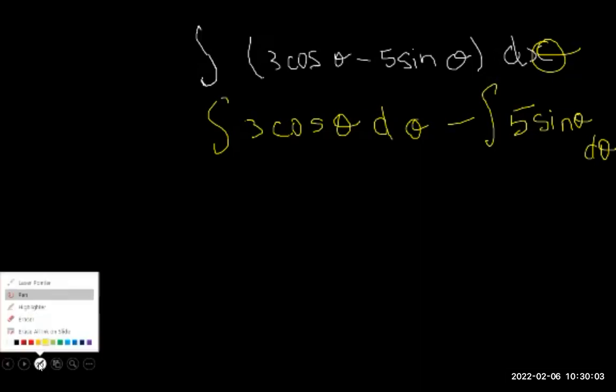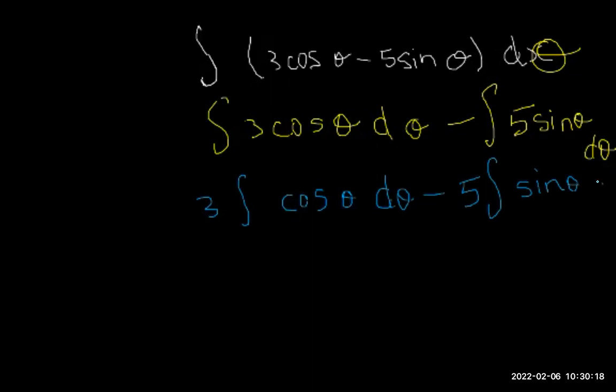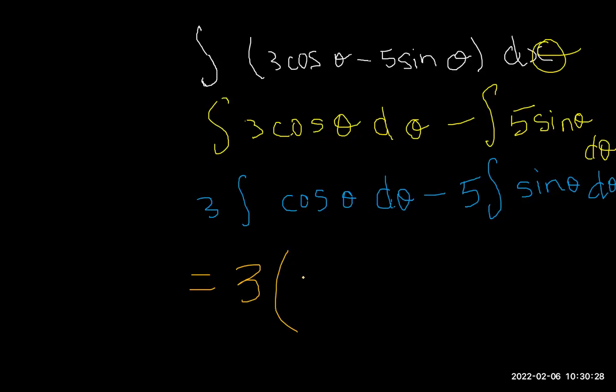There's a problem because I have numbers in front of the trig function. So what I do, I take them out. So I end up with this, minus 5, the integral of sine theta with respect to theta. And now I can integrate. So this is the same as 3, the integral of cos theta. This would be sine theta. So the rule from cos to sine is positive 1 on a.